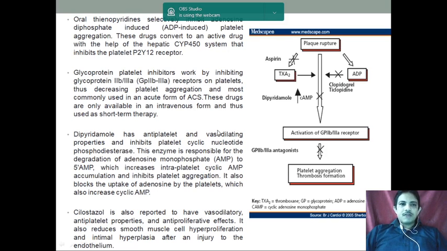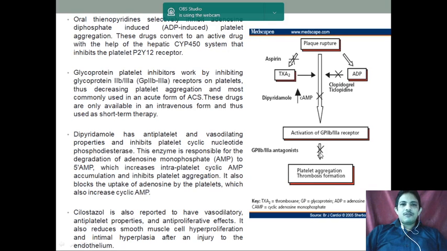Now we will discuss some other drugs. Whenever there is a plaque rupture, with breakdown of the plaques, it causes activation of the GP IIb/IIIa receptor present on the platelet, which then leads to platelet aggregation and thrombus formation.